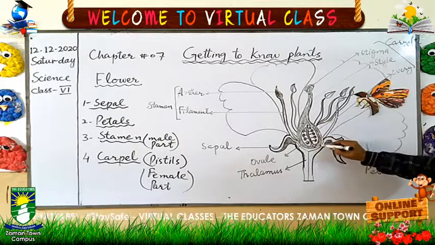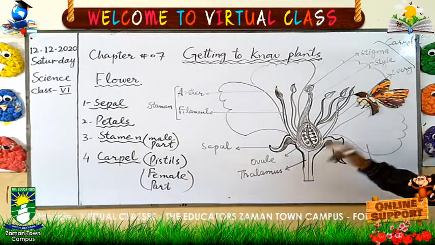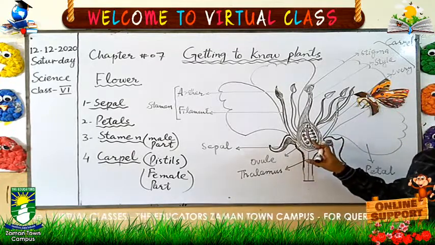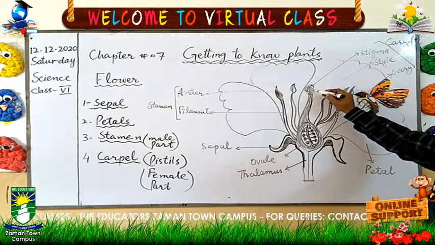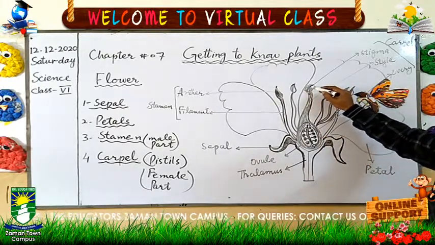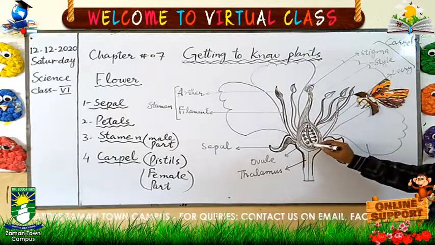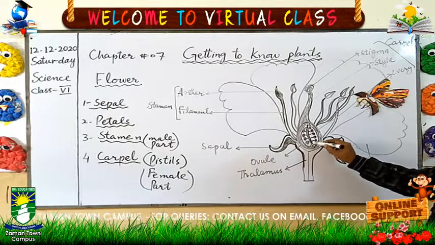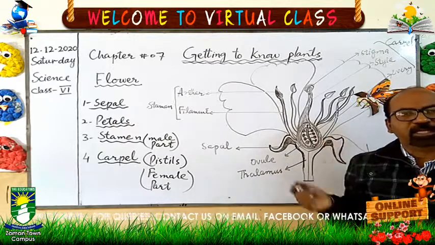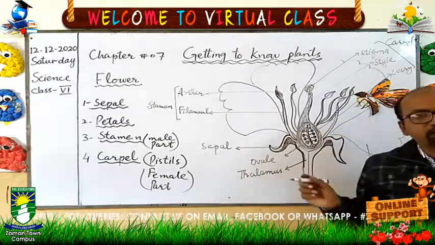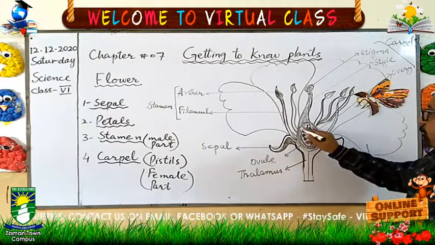This portion is called the ovary. Inside the ovary there are ovules, already present. When the pollen grains are transferred here, a pollen tube arises, and the grains come and fuse with the ovule, and then fertilization takes place. After fertilization these ovules change into seeds.